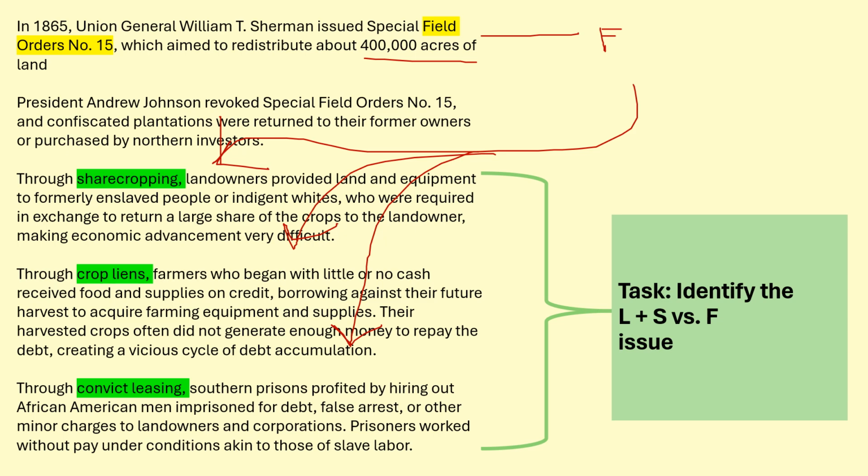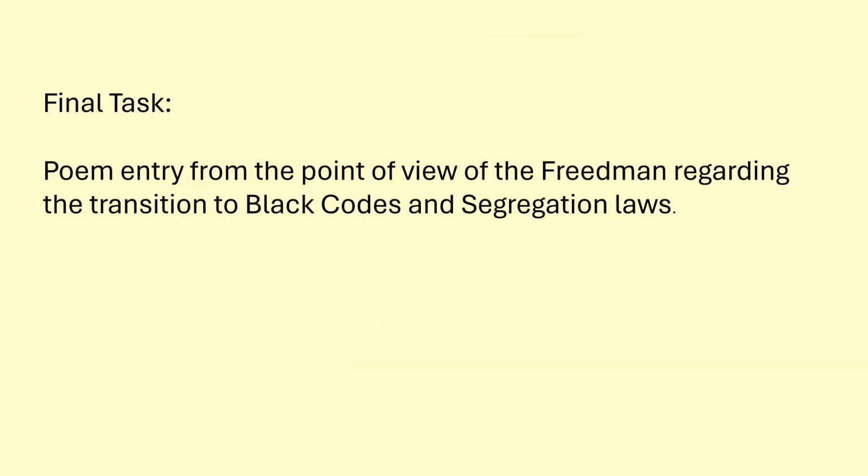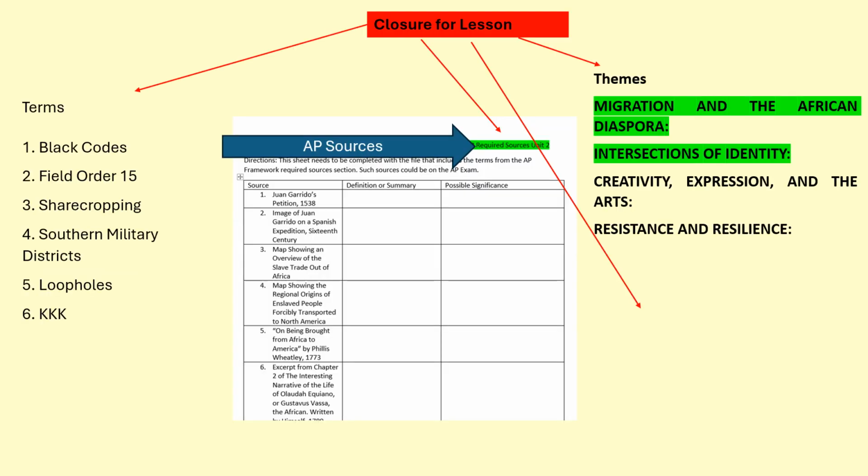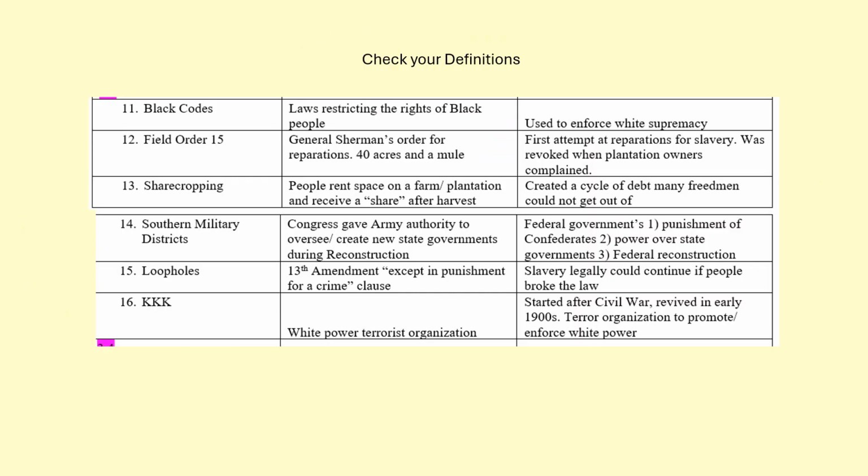incidents from occurring. Your final task is to submit a poem from the point of view of the freedmen at the end of the Civil War, as all of these issues are going on, and you're trying to figure out a way to provide for you and your family. At the end of this assignment for today, make sure you have an understanding of those primary source documents as well as these terms here. And if you need to verify your terms, feel free to use this slide.